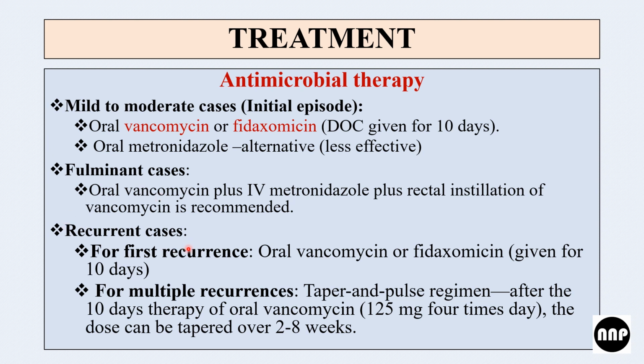For recurrent cases, the treatment options are: for first recurrence, oral vancomycin or fidaxomicin is given for 10 days. For multiple recurrences, taper and pulse regimen. That is, after the 10 days therapy of oral vancomycin, 125 milligram 4 times a day, the dose can be tapered over 2 to 8 weeks. So that is why it is known as taper and pulse regimen. For the first 10 days we will be giving oral vancomycin 125 milligram 4 times a day, and then the dose will be tapered over 2 to 8 weeks.